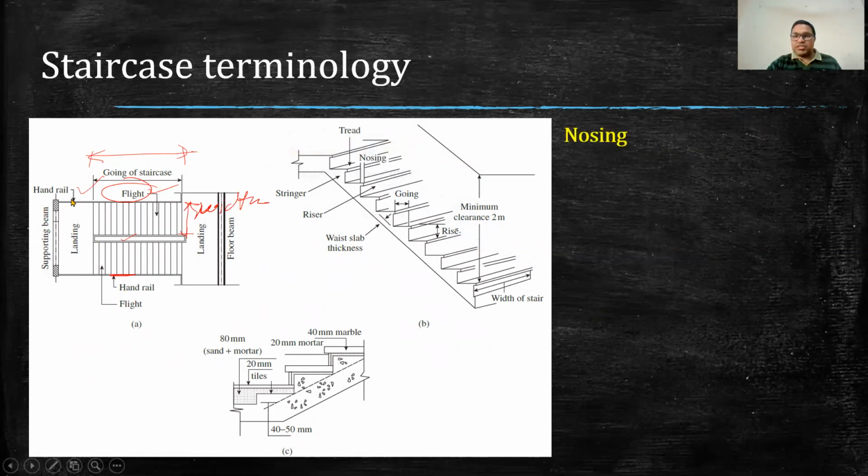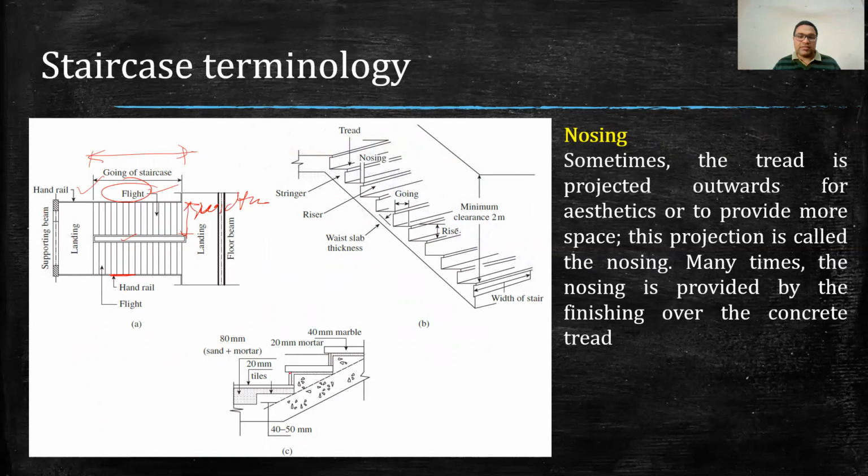Now talking about the nosing. Nosing is basically, as you can see, the extended part of the tread. Sometimes we extend the tread to provide more space or for aesthetic purposes. And this projection is known as the nosing.